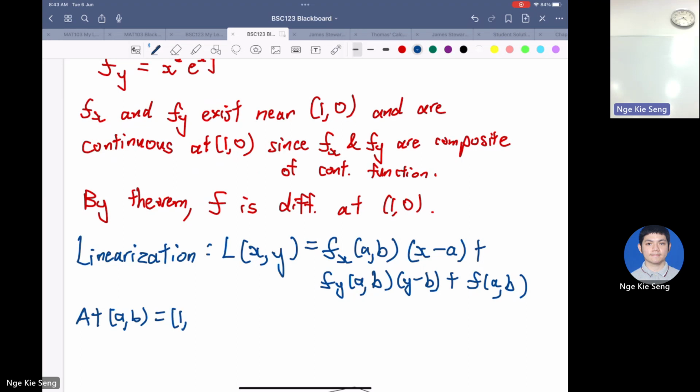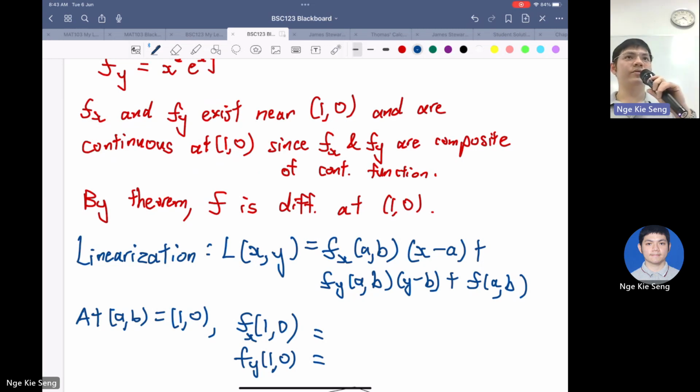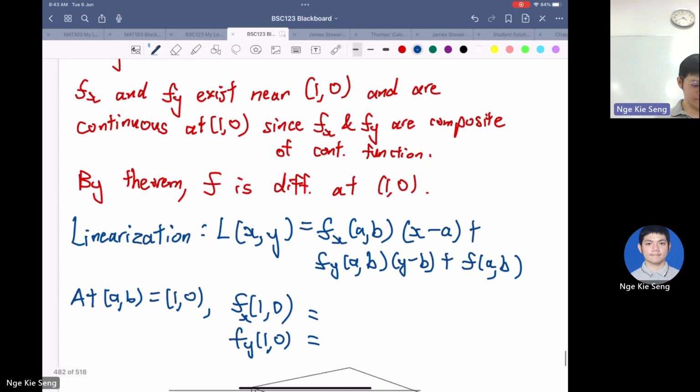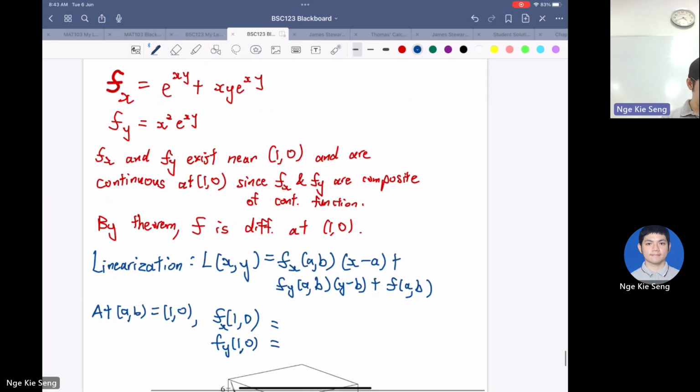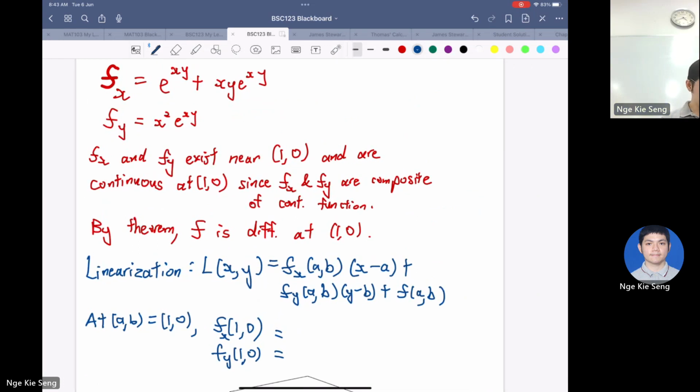We are left to compute f(1, 0), fx(1, 0), and fy(1, 0). So what are these values? I leave you to compute. Let you see the formula here. When you plug x equals 1, y equals 0 into the two formulas, what do you get? 1, right? You get 1. So both of them, you get 1.